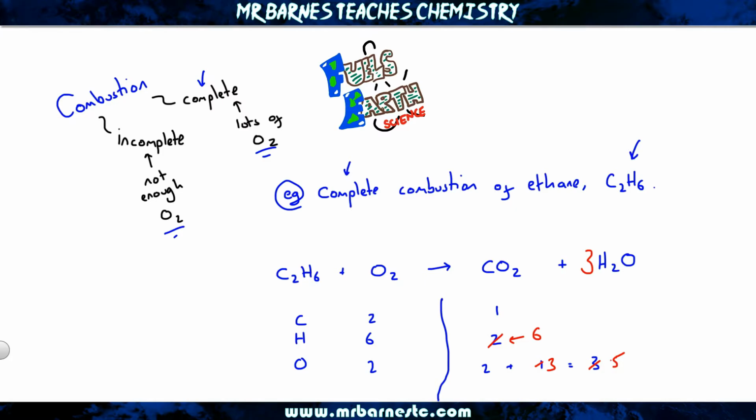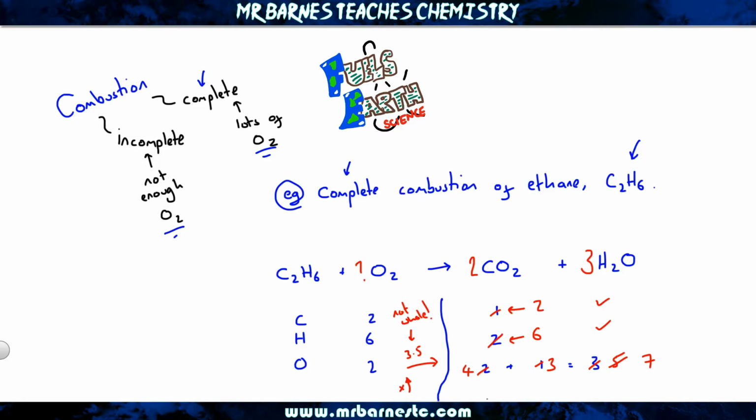The next thing I'm going to look at is carbon. I've got 2 on the left and 1 on the right, so I'll put a 2 in front of my CO2. That gives me 2 carbons, so that's great. But again, it also doubles my oxygen, so I change that to a 4, giving me 7 in total. Now I've run into a bit of a problem. I need how many oxygens to get 7? 3.5. Now you can't put 3.5 in because it's not a whole number.